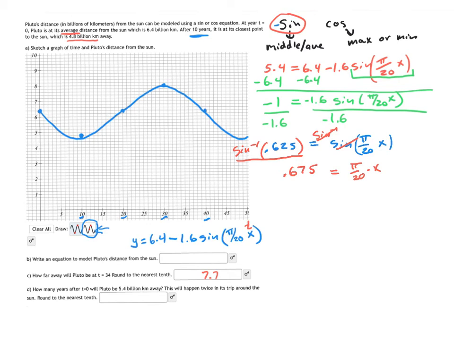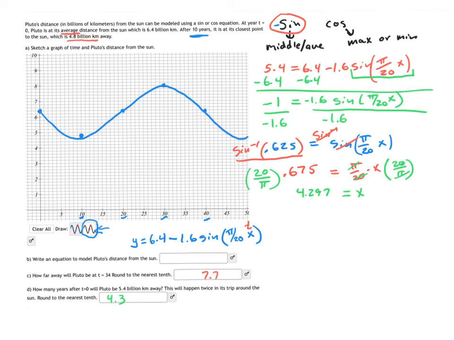Now, to finish off solving this, I'm going to multiply by the reciprocal. So I'm going to multiply both sides by 20 over pi. And then when I do that, this cancels out over here, and I'm left with x is equal to 4.297. Now, this is just asking it rounded to the nearest tenth, so my first answer will be 4.3.